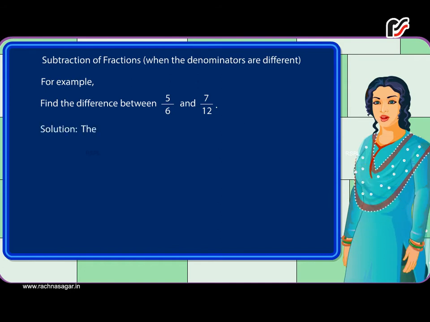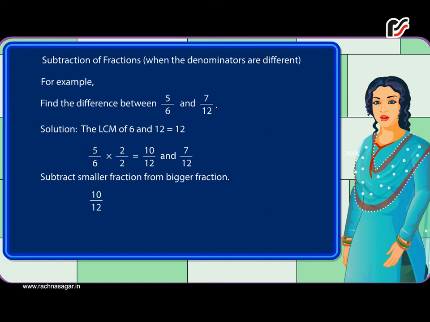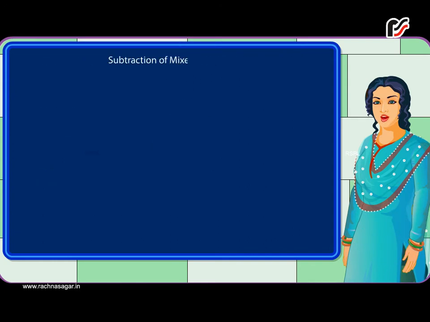Solution. The LCM of 6 and 12 is equal to 12. So, 5 by 6 into 2 by 2 is equal to 10 by 12 and 7 by 12. Subtract the smaller fraction from the bigger fraction. 10 by 12 minus 7 by 12 is equal to 3 by 12, which can be simplified to 1 by 4. Subtraction of mixed fractions.